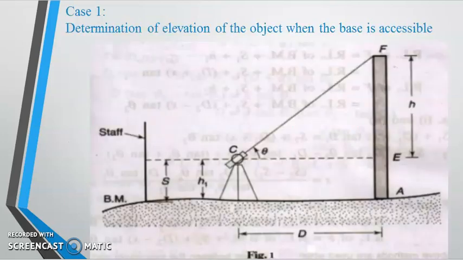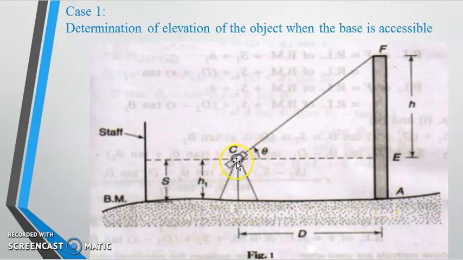So this is a very simple diagram which explains the setup for case 1, wherein the base of the object is accessible to us. So this is the vertical object. You can consider it as a building or a chimney or a tower, which is FA. This is our instrument.